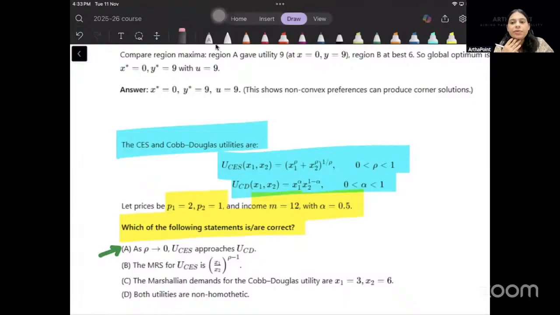Okay. Apply the limit. Tell me what happens. What answer will you get? Okay, as p tends to 0, fine. What answer are we getting? What kind of utility function are you getting?